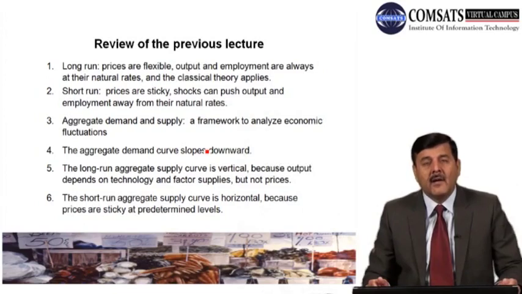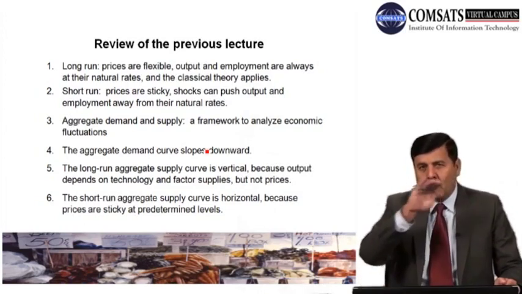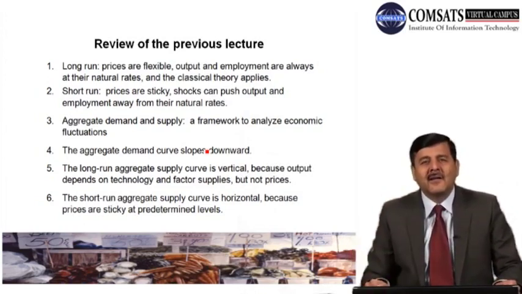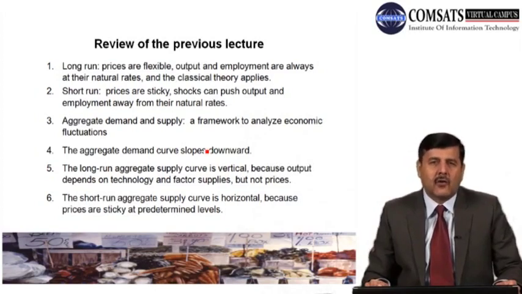In the short run, since prices are fixed, prices are sticky, at a predetermined level, whatever is the level of output produced and sold in the economy, prices will remain the same. Prices are stuck at a predetermined level, so we have a horizontal short-run aggregate supply curve.